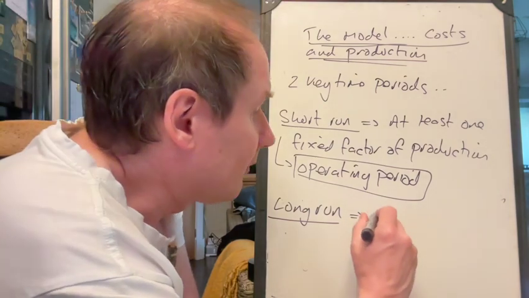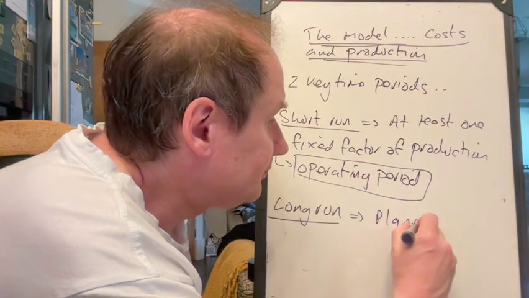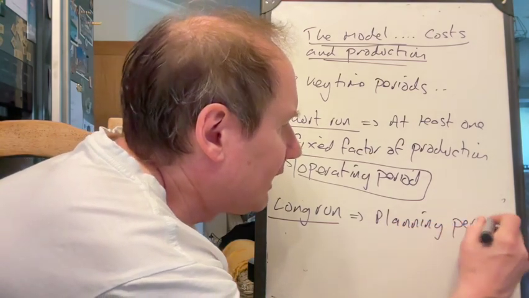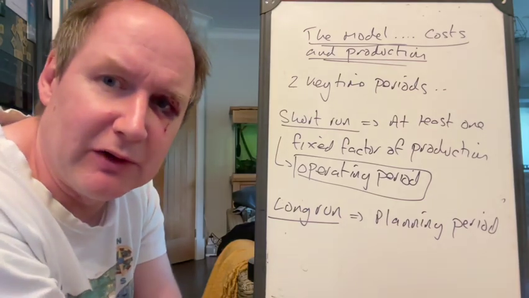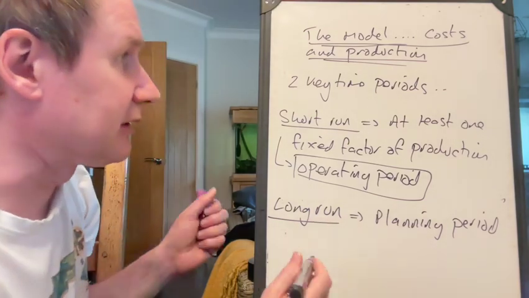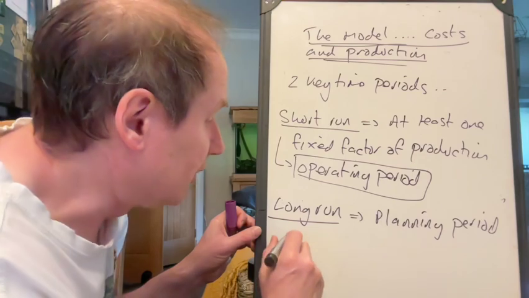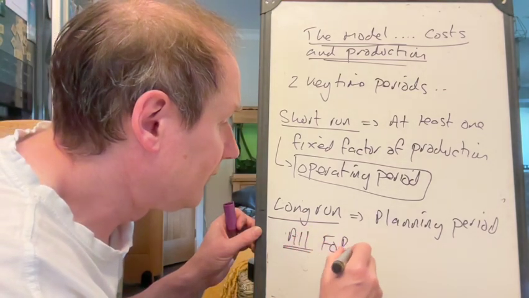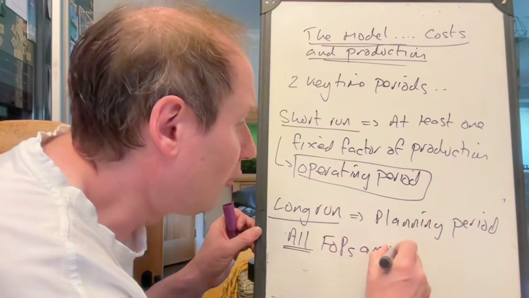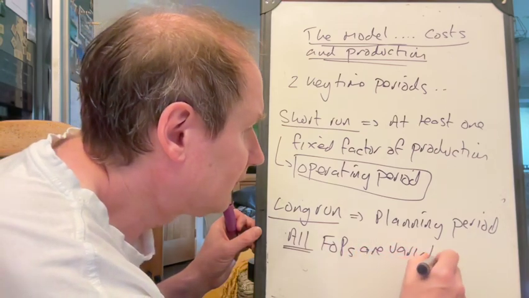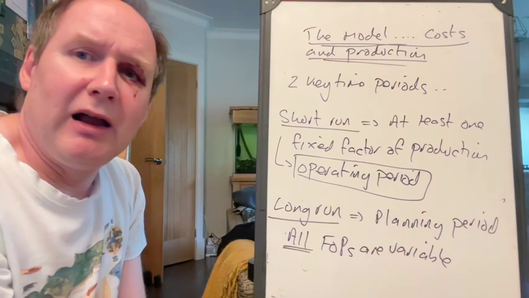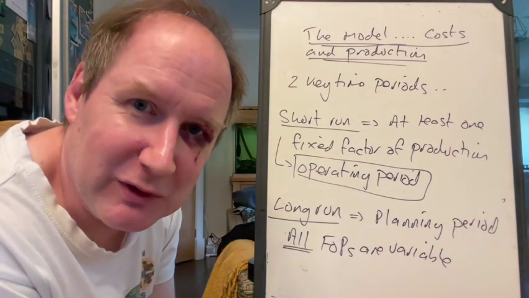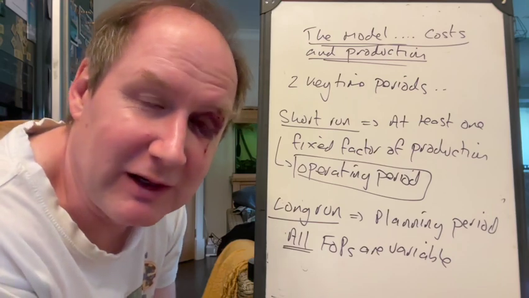The long run is like a planning period. You're going, one day I will expand, I'll build new buildings and so on. And that's defined as the period of time in which all factors of production, all FOPs, are variable. They can all be changed. But the catch is, of course, the long run is the period of time where you can expand.